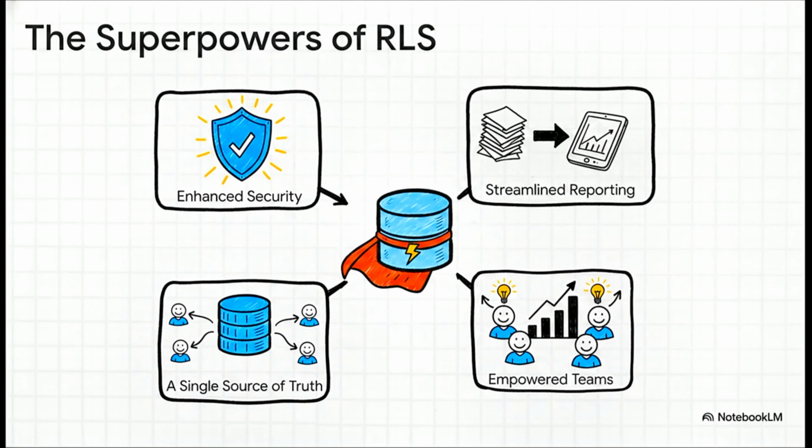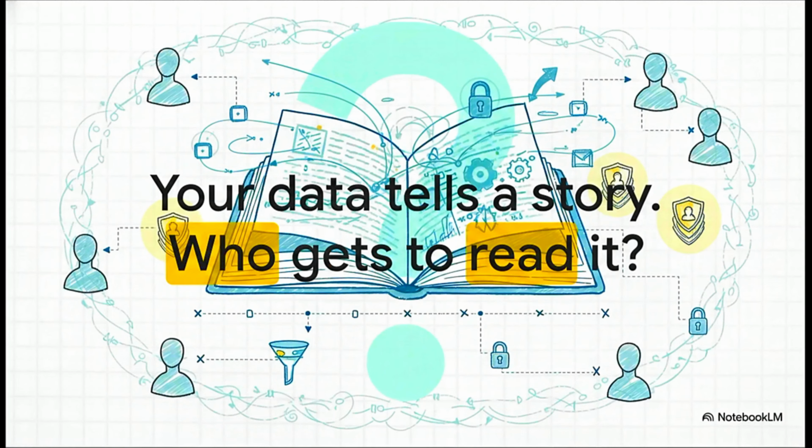to make smarter decisions. So as we wrap this up, I want to leave you with this one thought. Your data tells a critical story about your business. Row-level security gives you the controls to decide with precision who gets to read each chapter of that story. So the real question is, who gets to read yours?